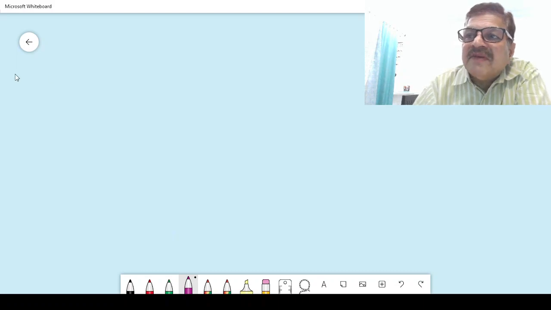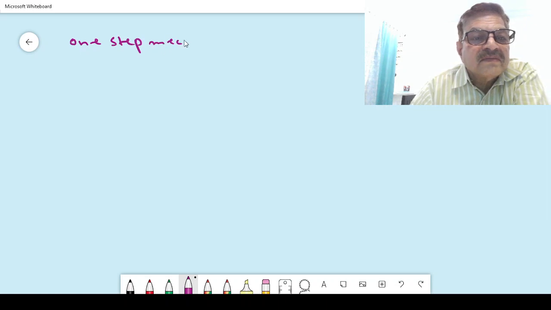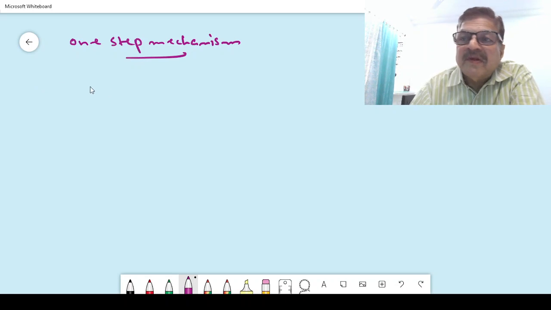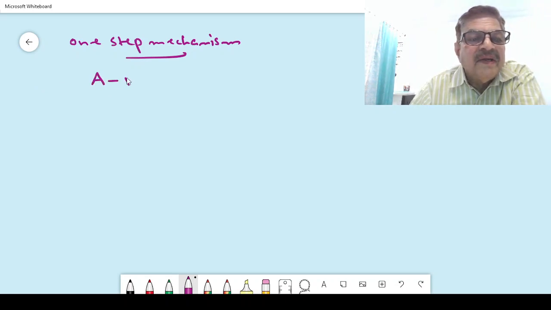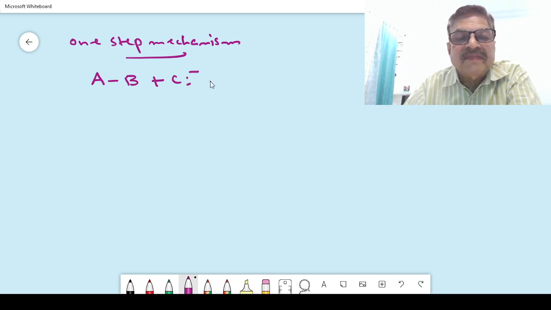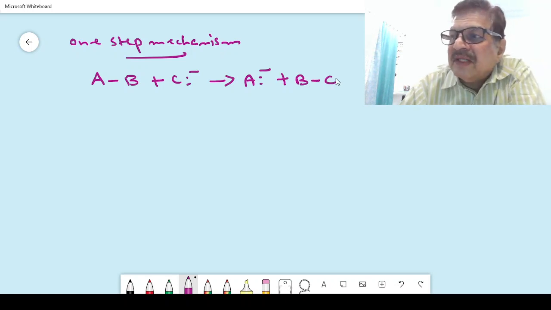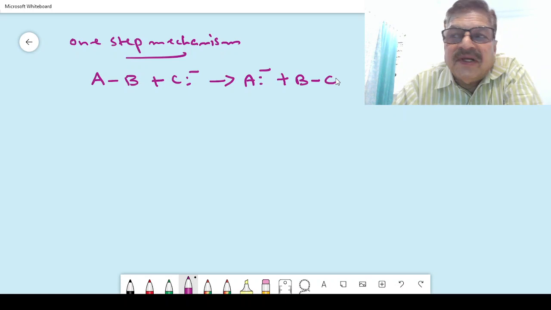Now a one-step mechanism will be, say, AB. Now this is reacting with C minus. It will give you, this is a hypothetical equation. I am just following every word here now. We see, in this equation, both reactants appear in the initial state here.